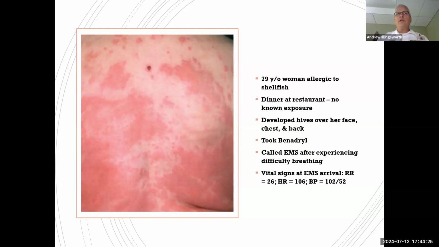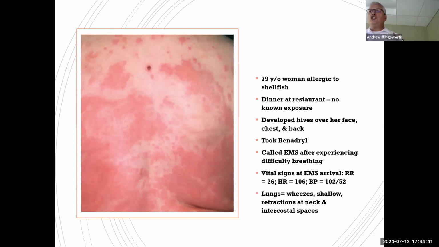Respiratory rate was 26, so she's starting to get tachypneic. Heart rate's kind of fast at 106. BP is kind of soft at 102/52. Listen to her lungs. You hear wheezing, shallow retractions at the neck and in the intercostal spaces. Would you give epinephrine for this patient? If you would, why? If you wouldn't, why?